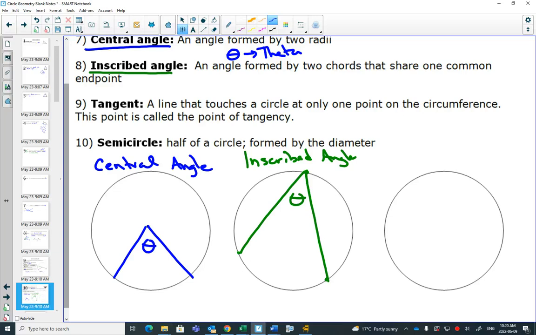And then in purple here, a tangent. A tangent is a line that touches a circle at only one point. And that point is called the point of tangency.